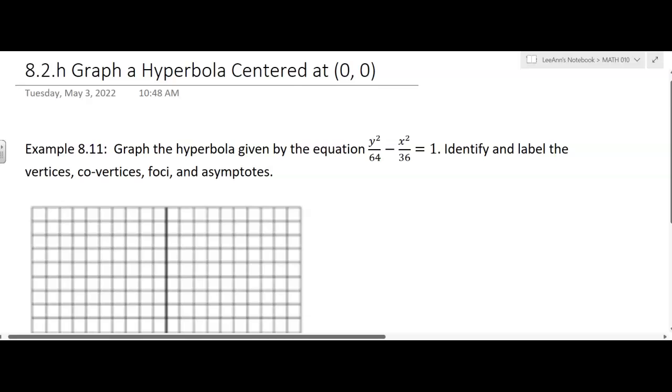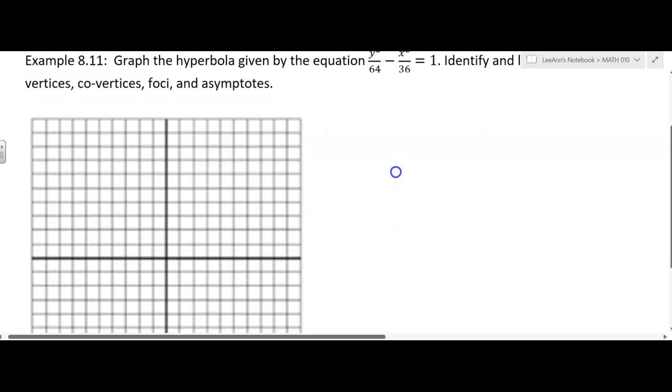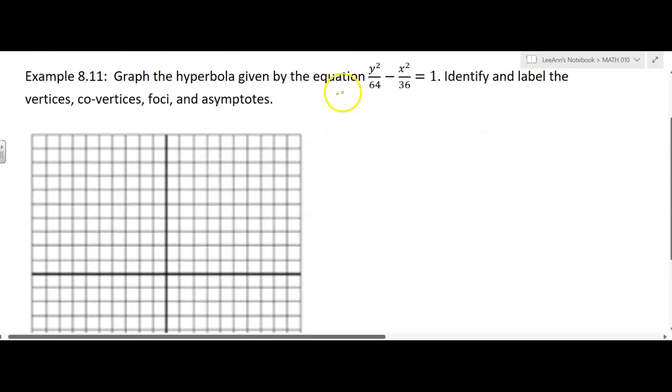Okay, so now we're going to practice graphing hyperbolas, and we're going to start with one centered at the origin. I look at the equation that they give me, and because the y squared is first, it's going to be an up and down one like that. I realize that a is 8, so it's the square root of that, and my b is 6. That allows me to graph the vertices and the co-vertices.